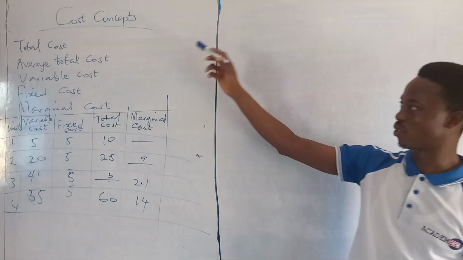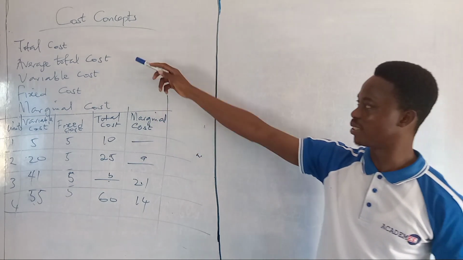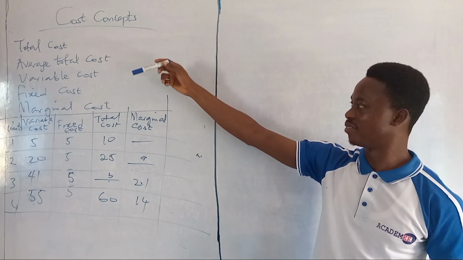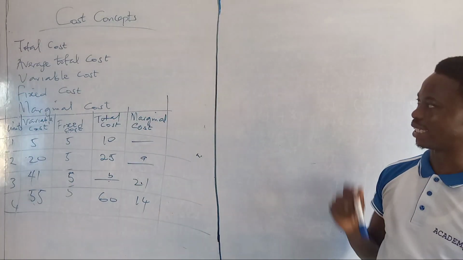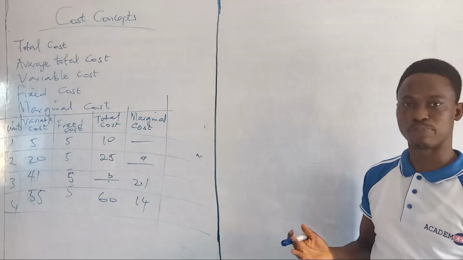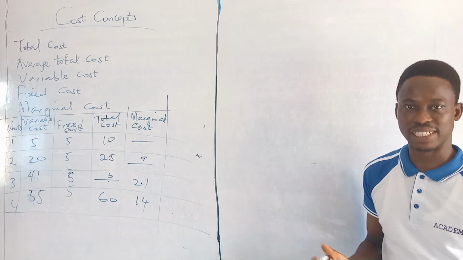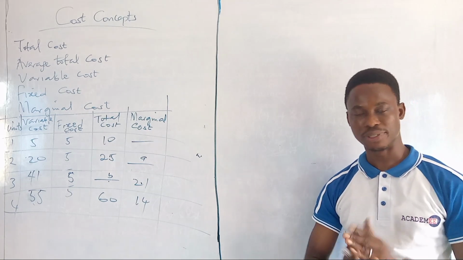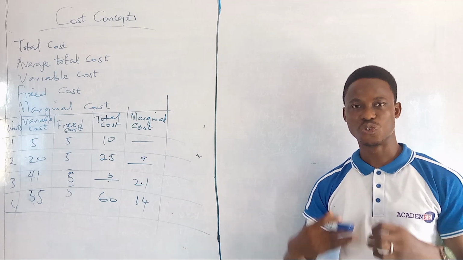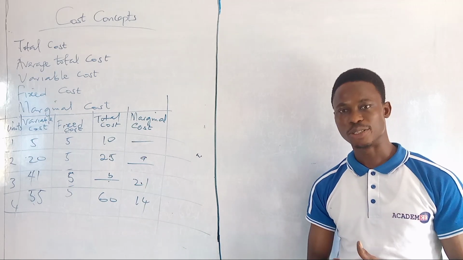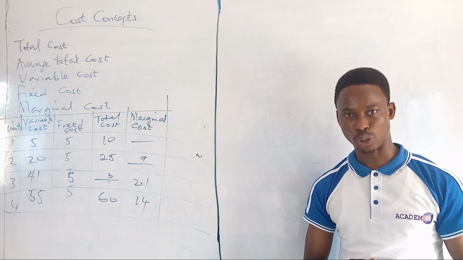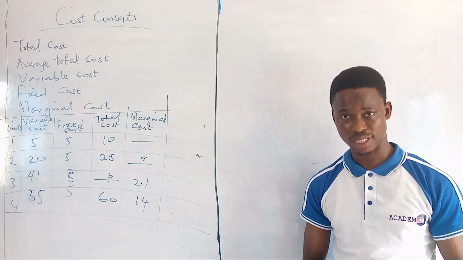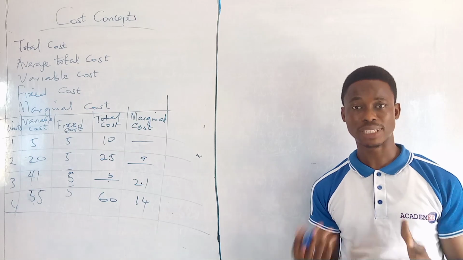Now, starting with total cost, we have average total cost, variable cost, fixed cost, and then lastly, marginal cost. When you embark on production, definitely as a firm or as a producer, you must be able to know the total amount you have spent and the amount you have realized at the end of the production so that you can get your profits. Without this, the person will run at a loss.